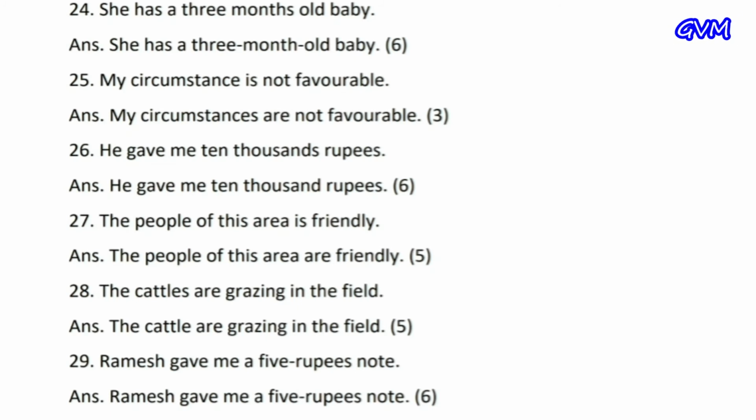25. My circumstance is not favorable. And the answer is, my circumstances are not favorable. In this statement, we use rule number 3. 26. He gave me 10,000 rupees. And the answer is, he gave me 10,000 rupees. We also use rule number 6 in this statement.